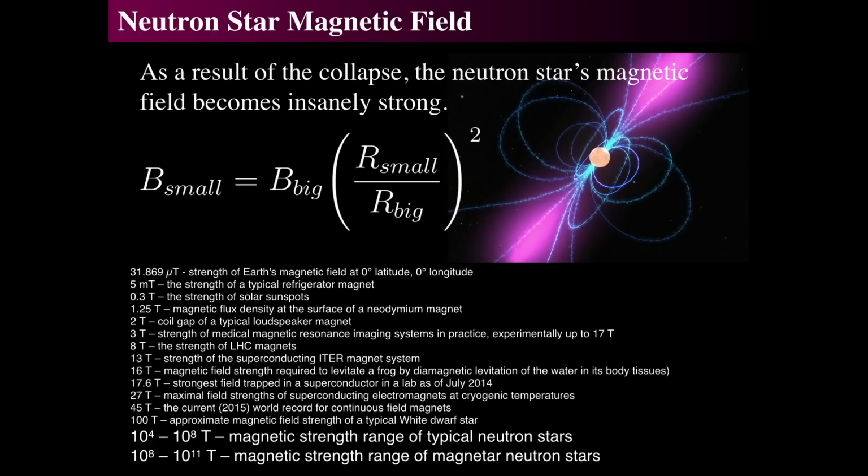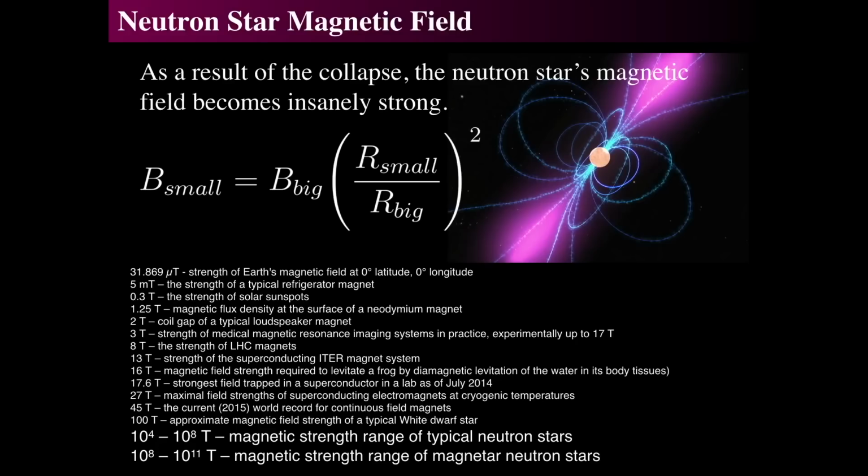There is literally nothing else out there that does this thing. The sun can't do it. White dwarfs can't do it. Nothing can do this except neutron stars. And magnetars, which are supremely magnetic neutron stars, are between 100 million and 10 billion Tesla.